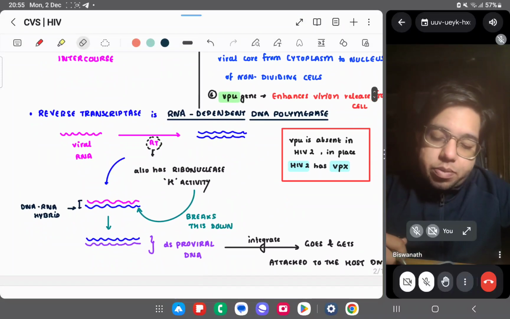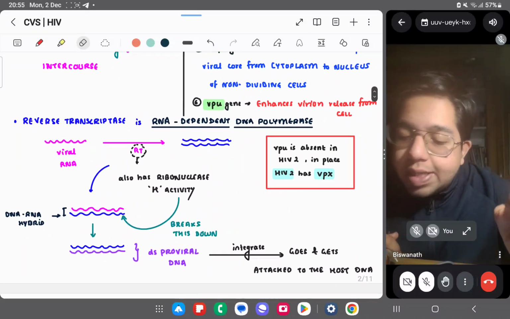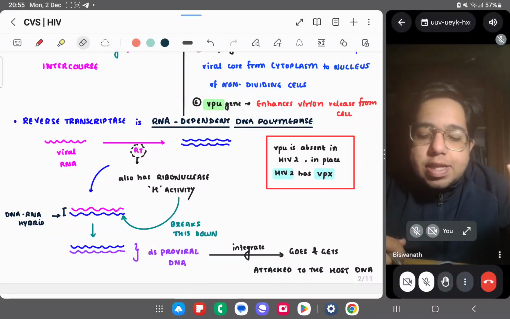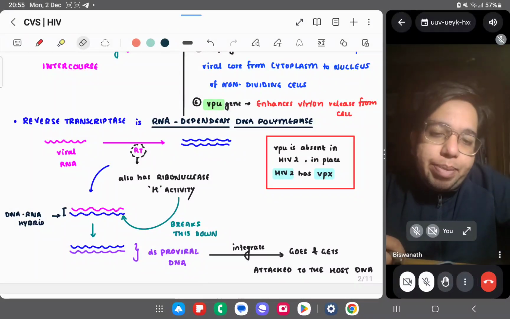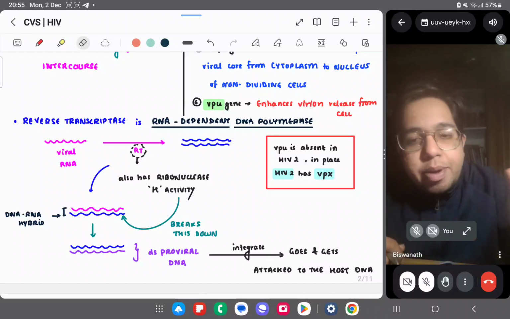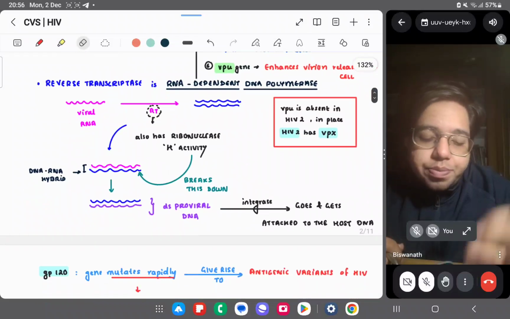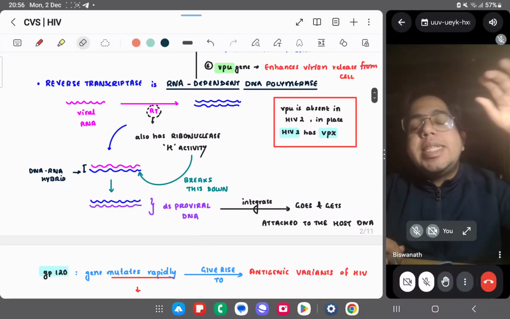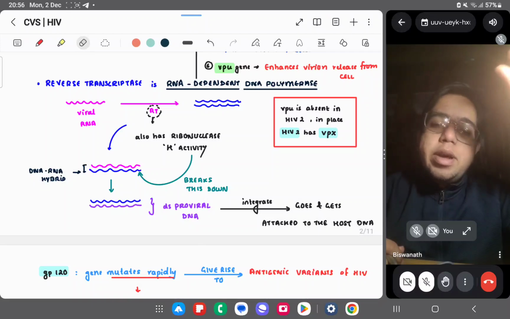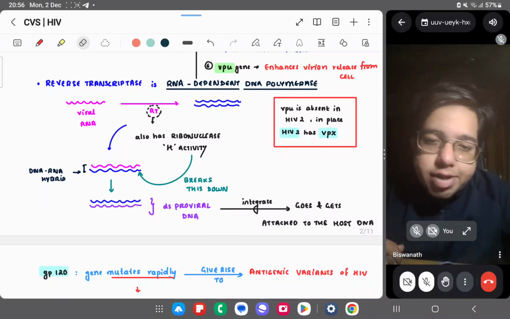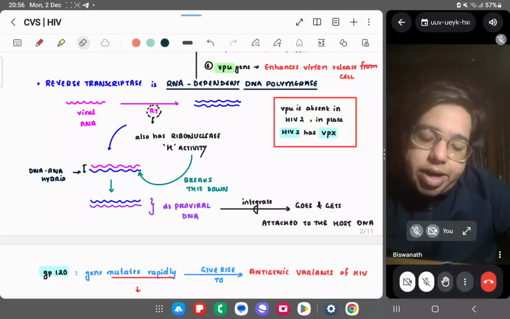Another important point is that BPU is absent in HIV-2 virus. So HIV-2 virus doesn't have BPU. In its place, it has BPX. The last gene, the BPU gene, is replaced by BPX. So reverse transcriptase is basically forming an RNA-DNA hybrid, meaning a strand of DNA and a strand of RNA. The strand of RNA was retained. Then it makes a strand of DNA.